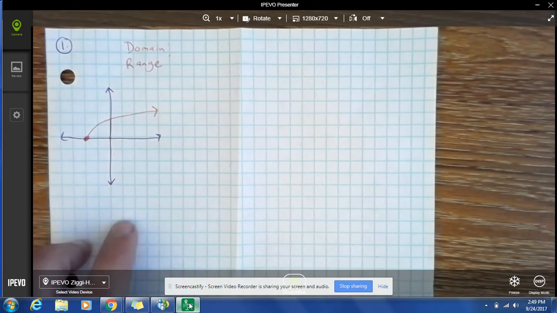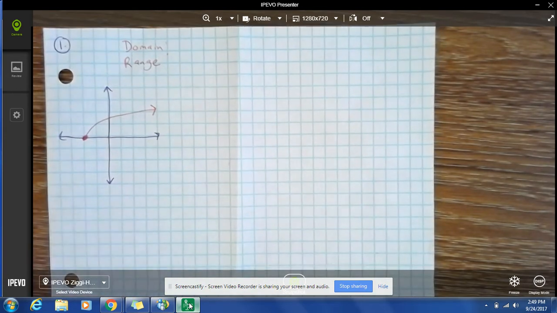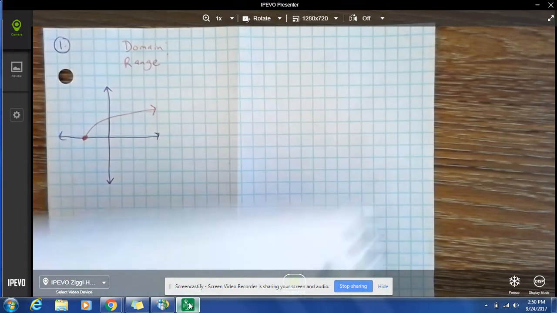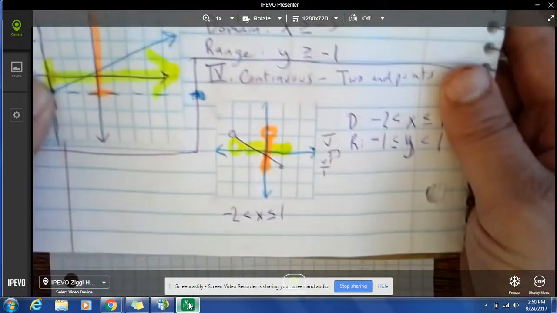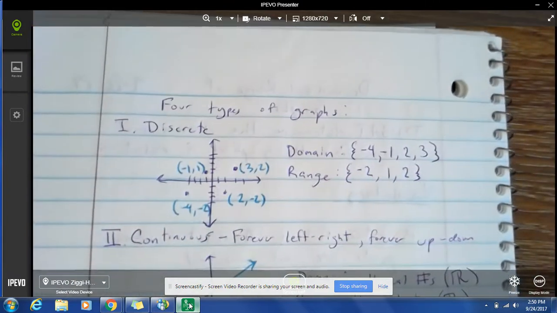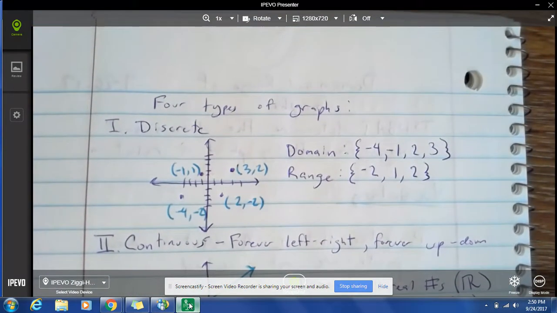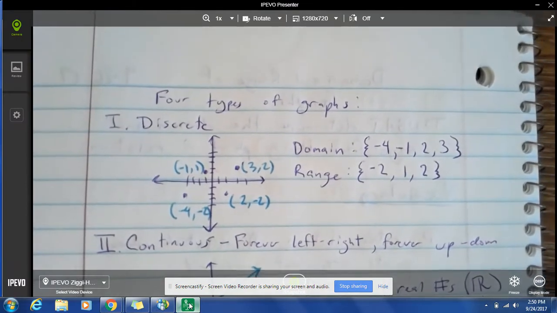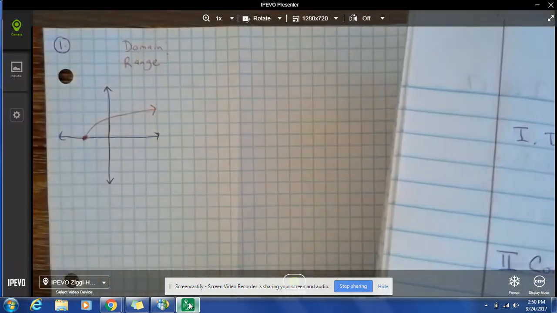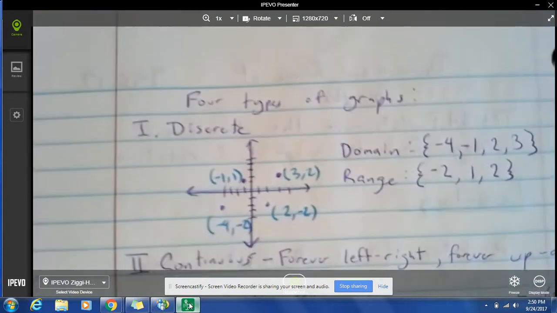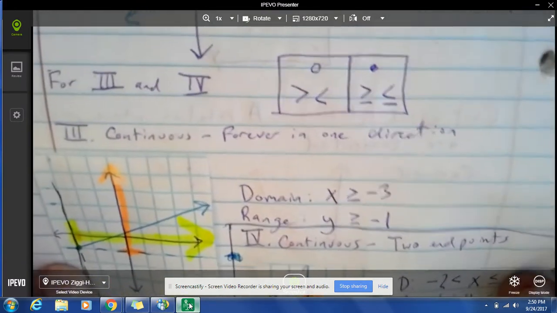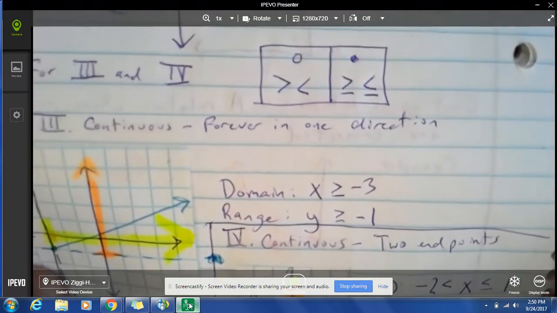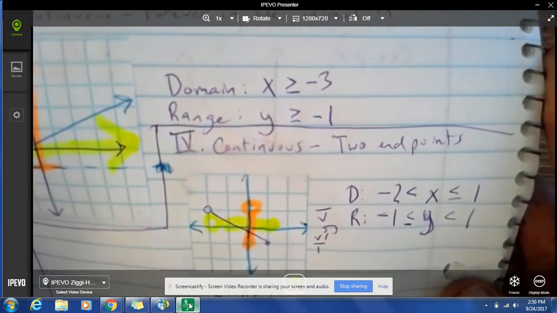Good. All right, so you should have already copied down in your notes this page that has the 4 types, 1, 2, 3, and 4. The 4 types of graphs that you would need to find the domain and range of. Looking at these types, so here's the graph again. Is it discrete? Is it continuous forever left and right and up and down? Is it continuous going forever in one direction? Or is it continuous with 2 endpoints?